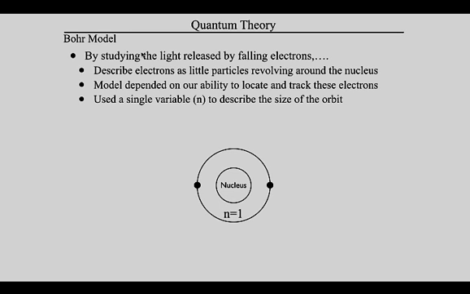He said, this is n equals 1. And do you guys know this? There's 2 electrons in the first orbit. Did you guys know that? That is actually true.